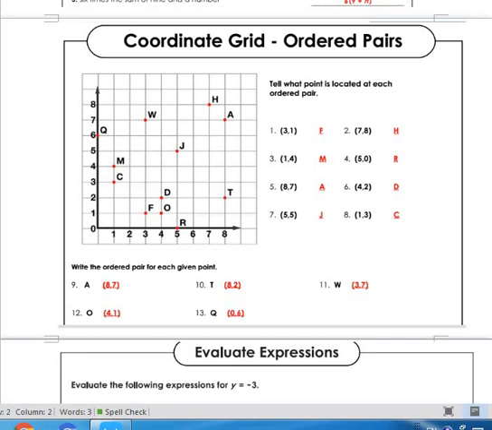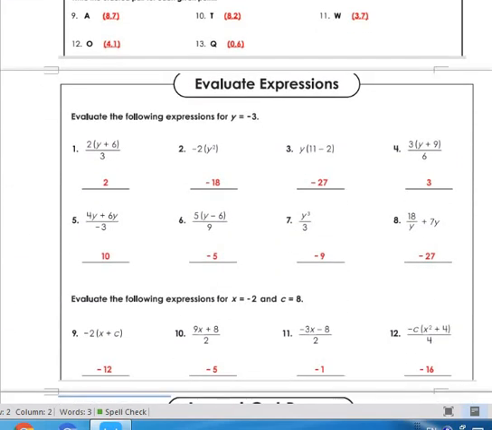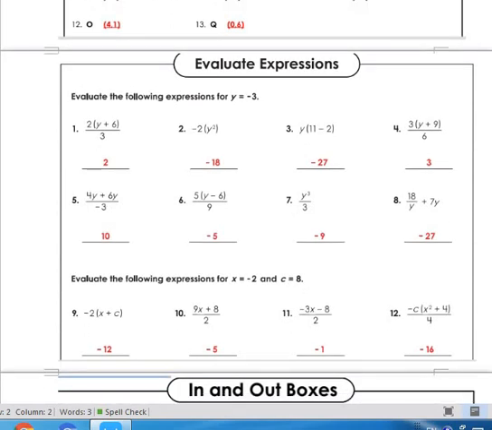Okay, and so on. We want here to move to evaluate expressions. Here, evaluate expressions.